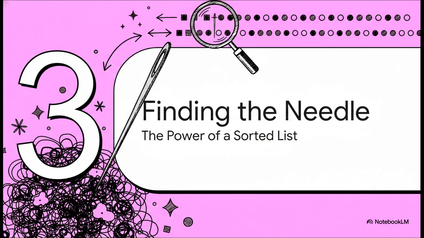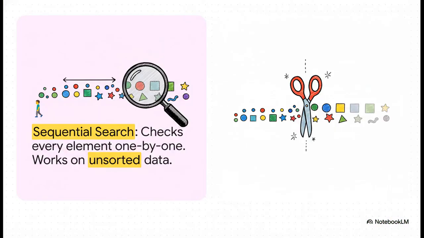And that brings us to our next topic, finding the needle. You really have two main ways to do this. There's sequential search, which is the brute force method. You start at the beginning and check every single item. It works, sure, but it can be really slow. And then there's binary search. It requires a sorted list, but the payoff is insane.